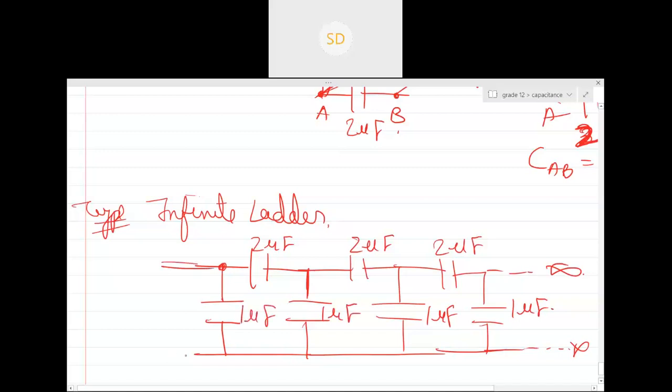Yes guys, can you see an infinite ladder now? Can you see this whole circuit is extending till infinity, right? So can anyone tell me what should be the effective capacitance of this whole component?